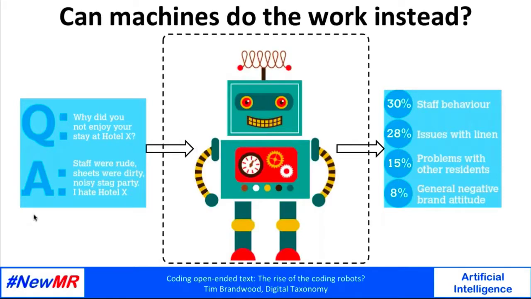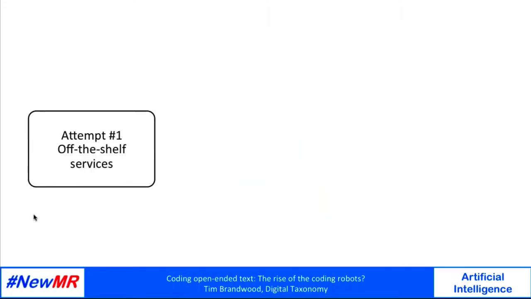So in spite of this challenge, we asked ourselves, is it possible to automate this process by replacing the coder with a machine? Can a machine simply take text in and give us the same numbers out that a human would? In trying to answer that question, our first instinct was to look for something off the shelf.